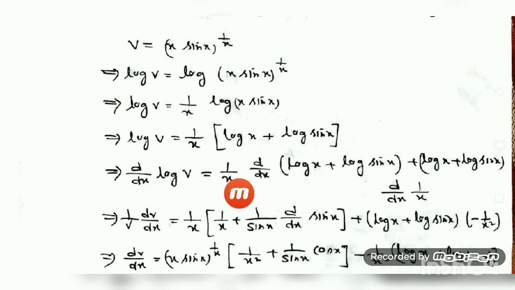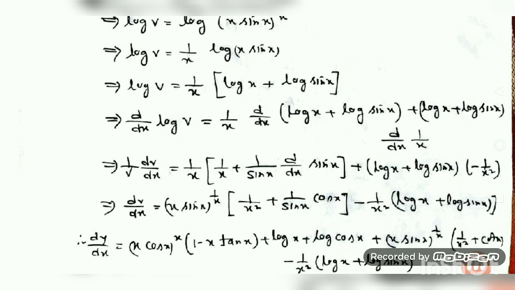Then I take the derivative. d/dx of log v is equal to, thinking of this as a product of two functions, the first function times the derivative of the second function plus the second function times the derivative of the first function. d/dx of log v is 1/v dv/dx. So (1/x) times [d/dx of log x, which is 1/x, plus d/dx of log sin x, which is 1/sin x times d/dx of sin x], plus (log x + log sin x) times d/dx of 1/x, which is minus 1/x squared.